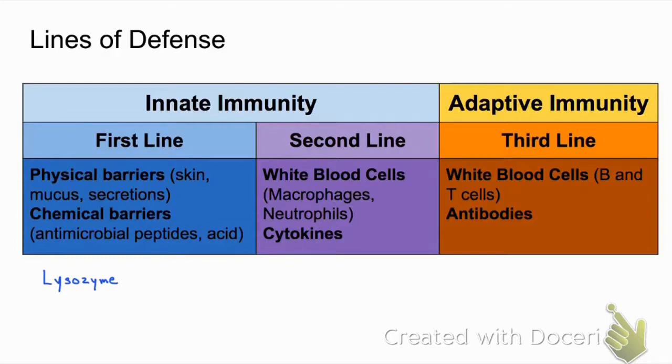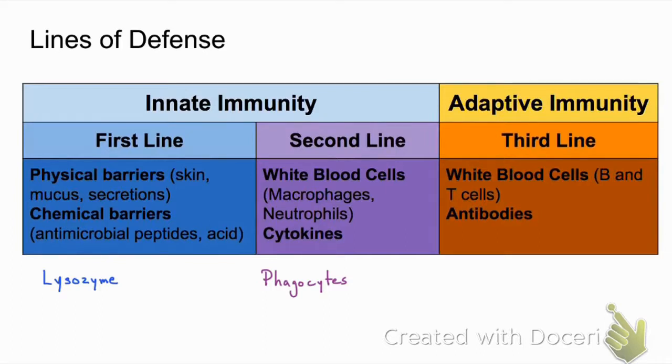The second line of defense is more cellular. In this case here, we have white blood cells, for example, macrophages and neutrophils, which are both defined as phagocytes, that are going to basically gobble up or eat up pathogens. We also see the use of cytokines, which are cell signaling molecules used to regulate the function of cells in the innate and adaptive immune system. Now, in the third line of defense, we see the use of B cells and T cells and also antibodies, and we'll focus on this in greater detail down the road.